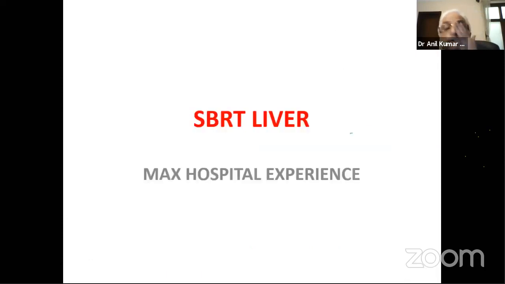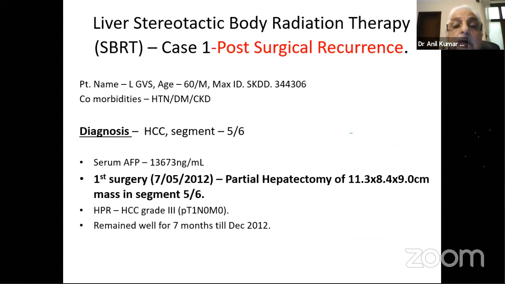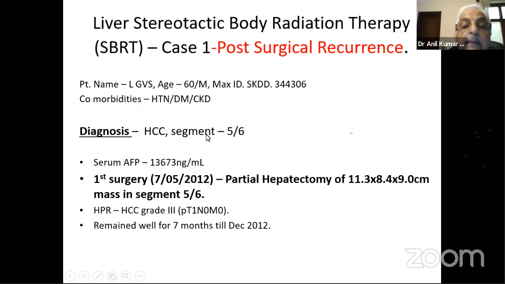So then I will now show you a few of our examples, just to have a little clearer picture. So this was a patient I'm going to show on a post-surgical recurrence. Patient had hepatocellular carcinoma and he had a partial hepatectomy. He was a 60-year-old male, he is actually still alive, and treated way back in '12. He's still alive 8 years later. So he had a hepatocellular carcinoma in segment 5 and 6. Alpha-fetoprotein was very high at 13,000. He had in May '12 a partial hepatectomy, and the tumor was big, 11 by 8 by 9.